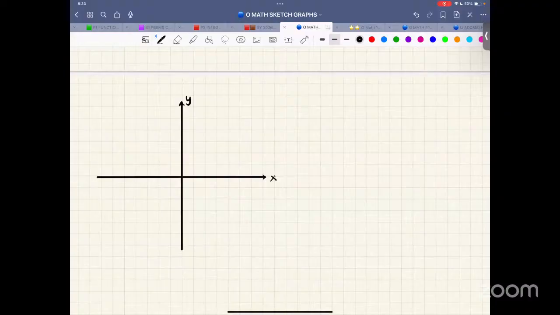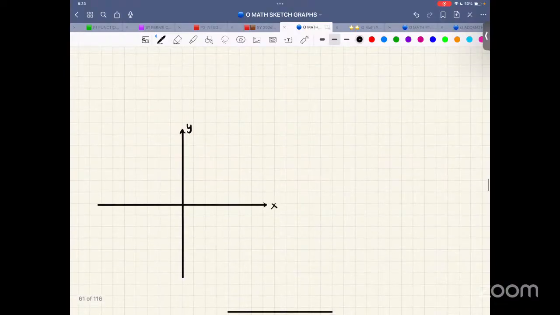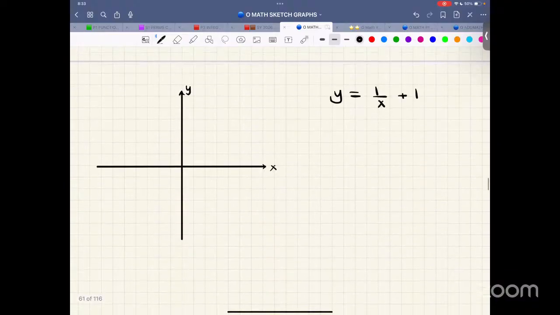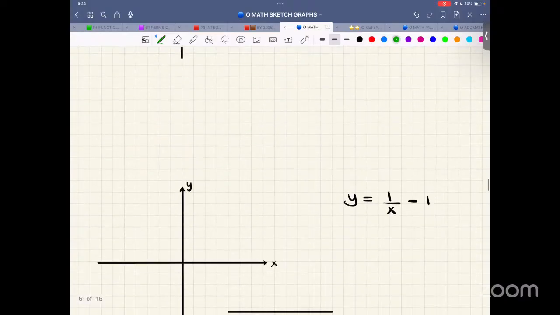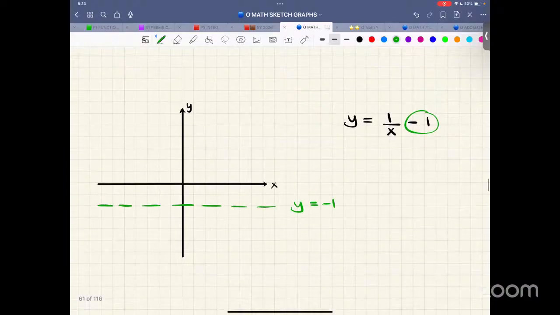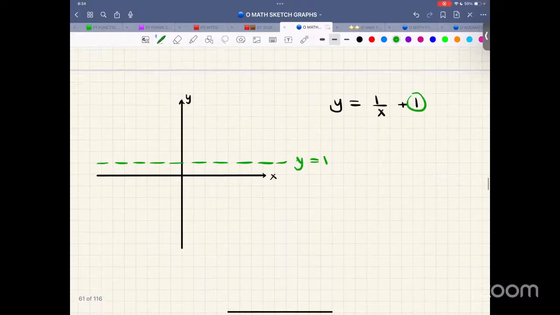Now, what if I move it up? y equals 1 over x plus 1. y equals 1 over x minus 1. What if I move it up or down? So the green line will move up and down. Now the green line will be shifted up, so this is y equals 1 because of this. The green line will be shifted down, so this would be y equals -1. And then from that perspective, draw the curve.